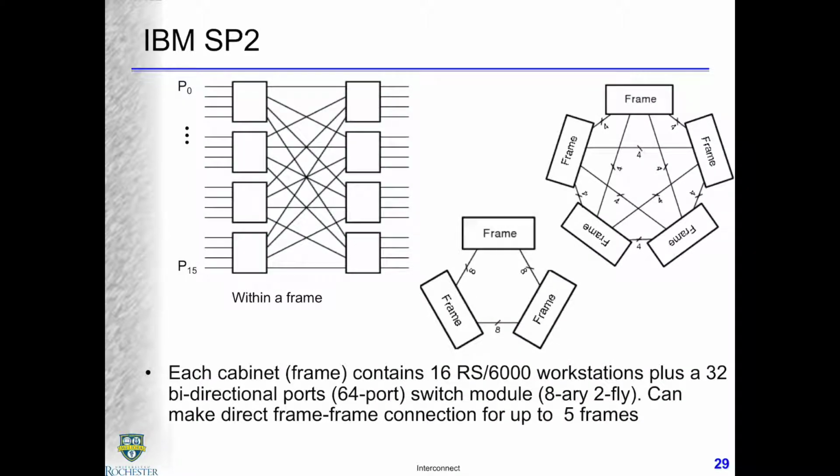So let's talk about SP2 first. You have a machine in a frame. A frame is a rack. Okay? It's a cabinet, whatever you want to call it. Inside, you have 16 nodes. These are really just 16 workstations. And then they have a switch module. In today's world, when you go to build your data center, these would be called a top-of-the-rack router, or TOR. But they call it a switch module. This switch module has 64 ports.